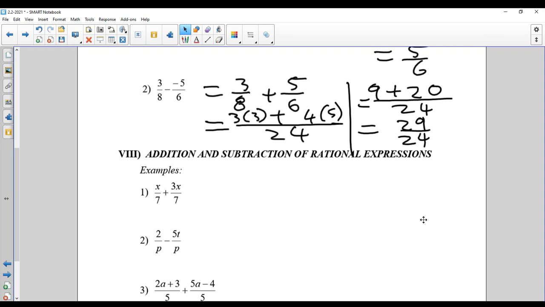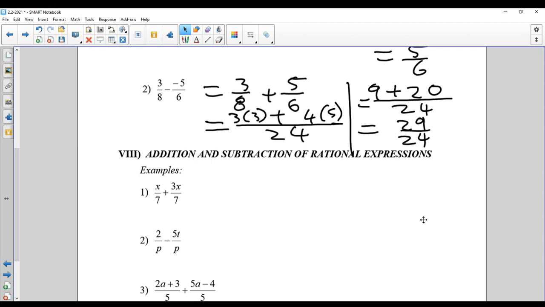regular numbers, but rational expressions, meaning it has x's in it. These are not just numbers anymore, but it also has variables like x or y or whatever other variable. Okay, the principle is the same. We need a common denominator. Fortunately for us, the first three questions already have a common denominator.